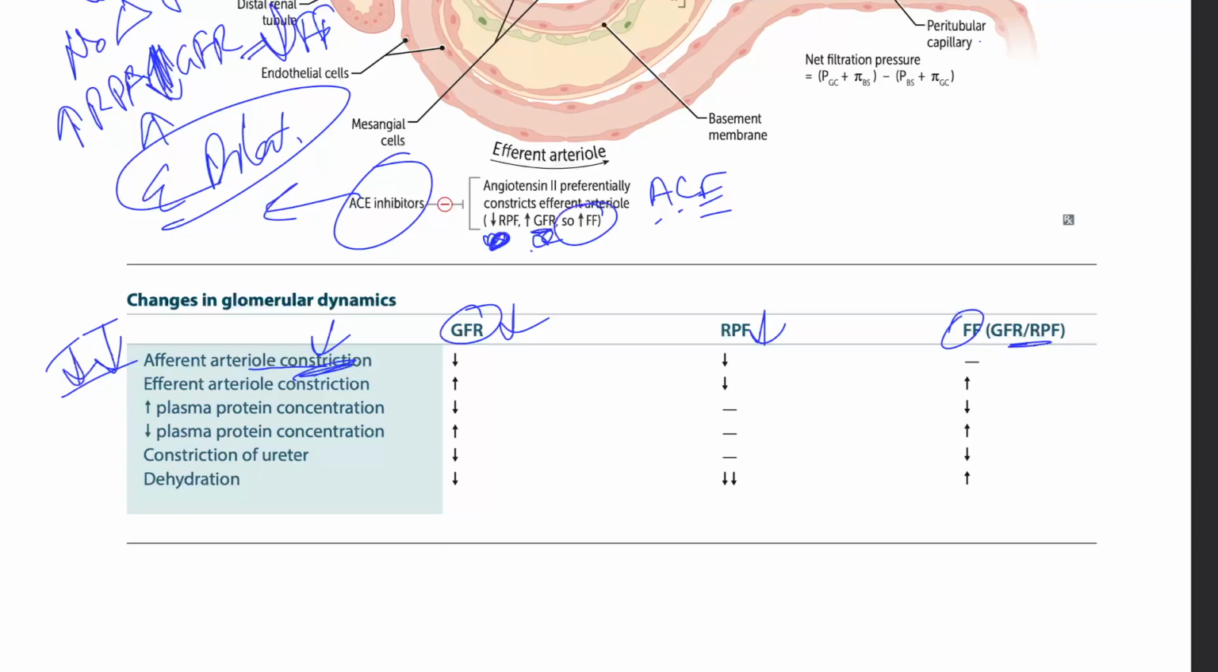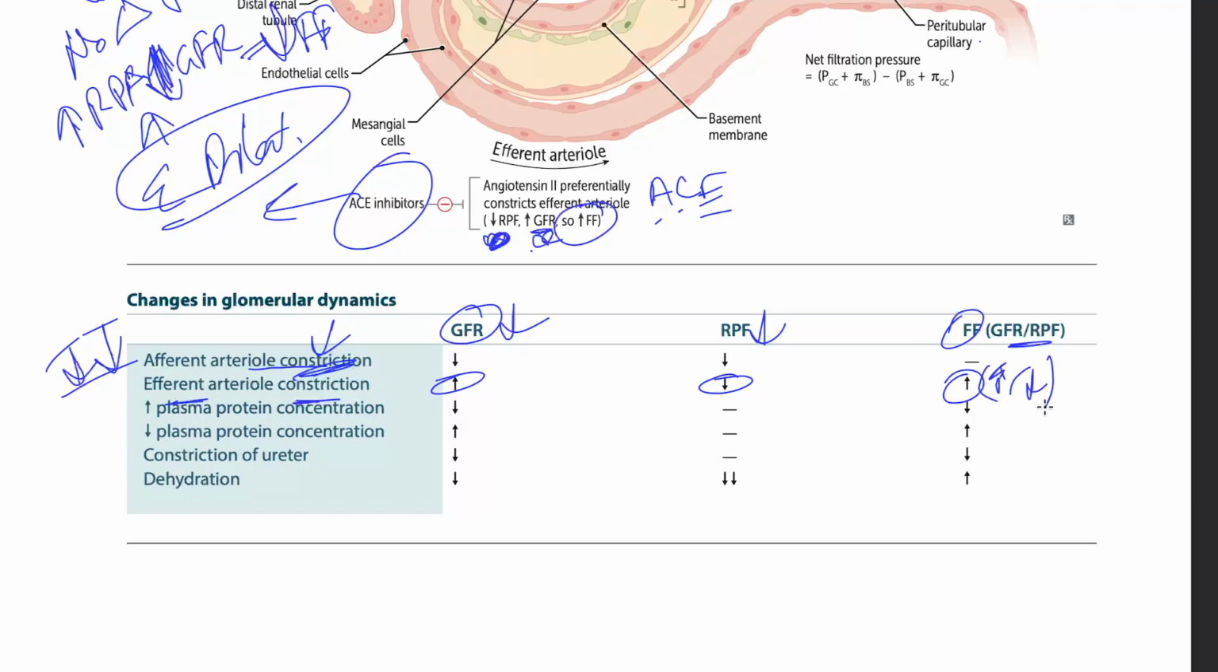What about when you constrict the efferent? You're not blocking, but vasoconstricting the blood flow out, so that more and more remains in the glomerulus. When more remains in the glomerulus, it increases the GFR. But the plasma flow remains the same, because the plasma is not increased. Since you have an increase divided by no change, it's going to increase your filtration fraction.